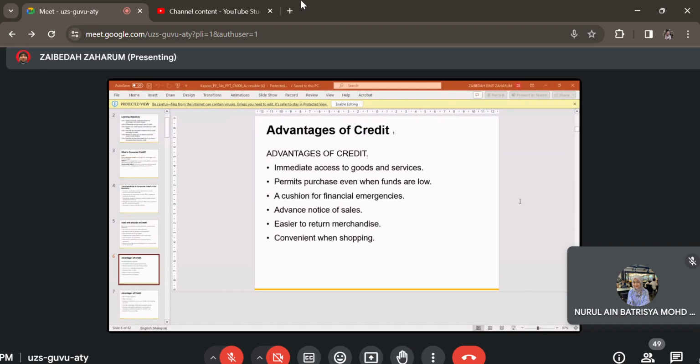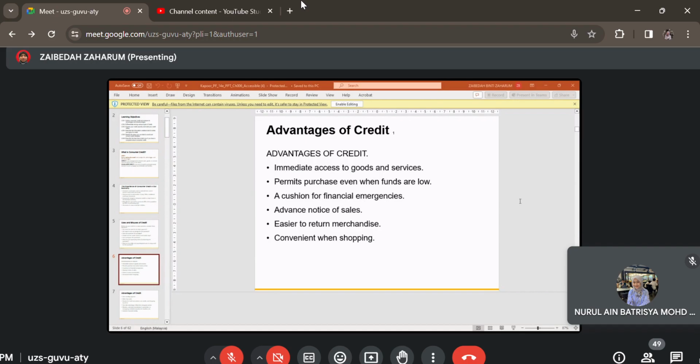Alright. And then yang kedua, dia punya kebaikan dia adalah, okay, permits purchases even when funds are low. Okay. Di mana tadi kredit tadi provides individuals with the flexibility to make purchases even, okay, dia current fund tadi, okay, walaupun pada waktu itu wang dia tidak mencukupi. Okay, so it allows them to spread out payments over time, enabling them to acquire essential items ataupun take advantage of opportunities without needing a large sum of money upfront.